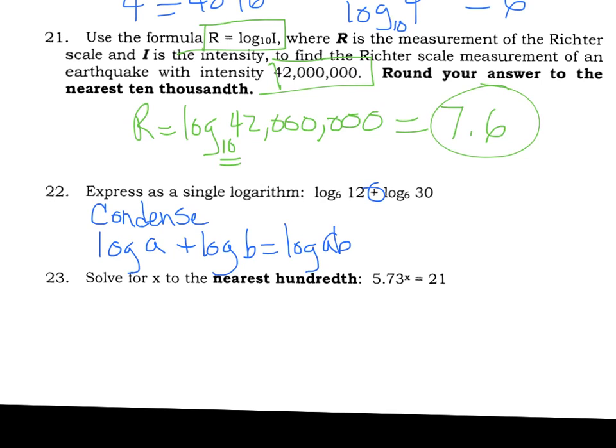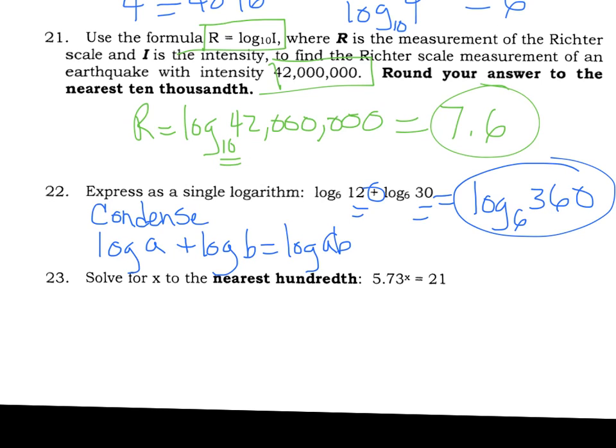So what I can do is simply condense this to log base 6 and then look at what 12 times 30 is. And it gives me 360. Okay, just a direct application of one of the properties of logs that says I can either expand a multiply to an add, or I can condense an add to a multiply, but that's the relationship we looked at.